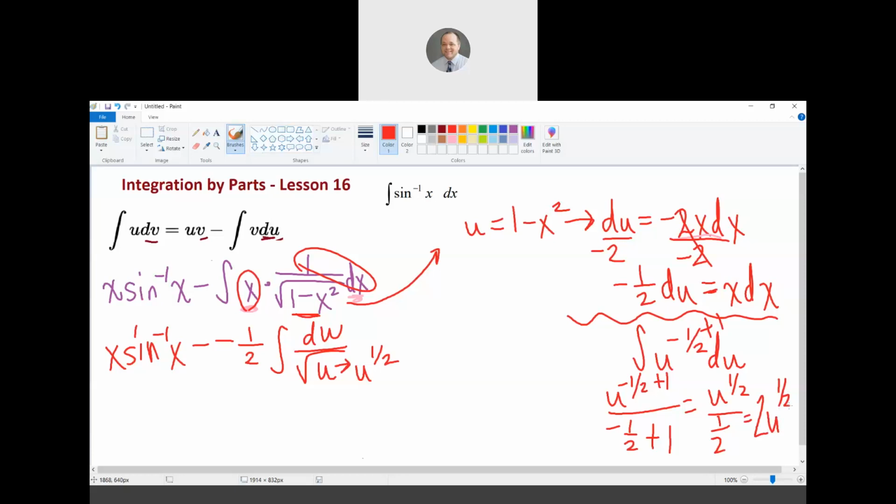All right, so let's bring that over. We have our x inverse sine of x plus 1/2 already on the outside times our 2u to the 1/2. And of course, the 2's cancel.